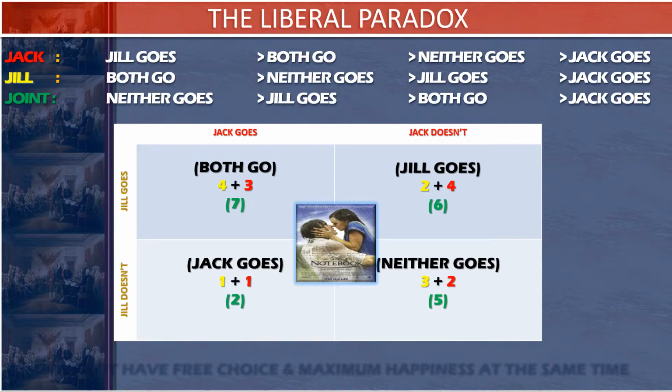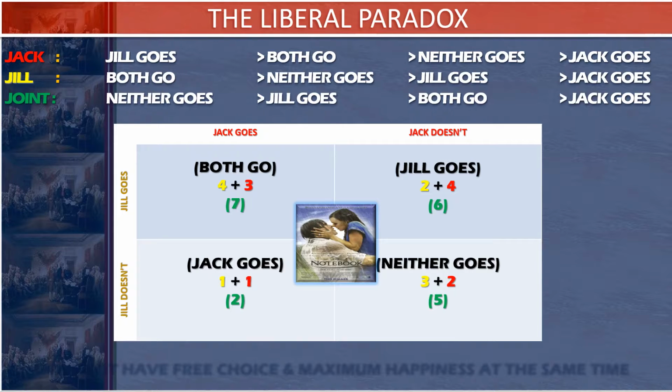Now, let's say Jill would like to go see the movie, and she would like to go see this movie with her boyfriend, but Jack would rather that she go by herself, and then he would have time to do something he would prefer to do. So Jack's preferences are first that Jill goes by herself. His second preference is that they both go together. His third preference is that neither of them go. And the last thing he wants to do is go by himself, because if he's not going with his girlfriend, why would he go see this movie that he doesn't want to see?